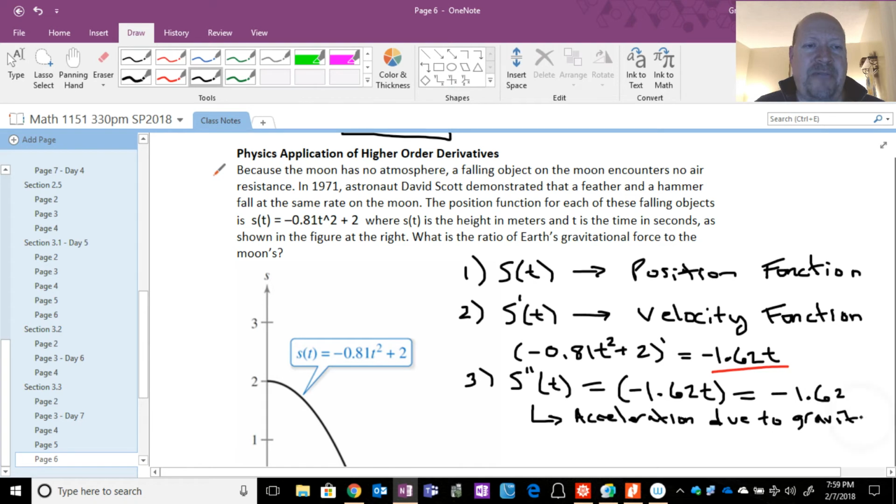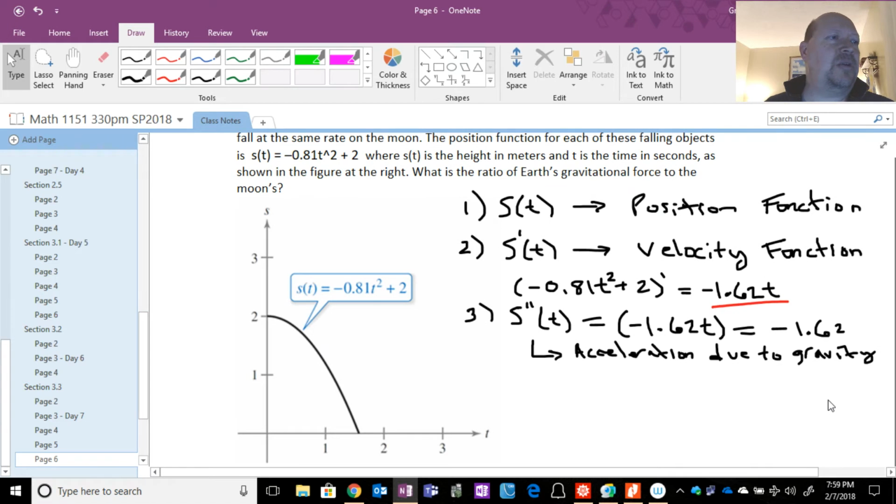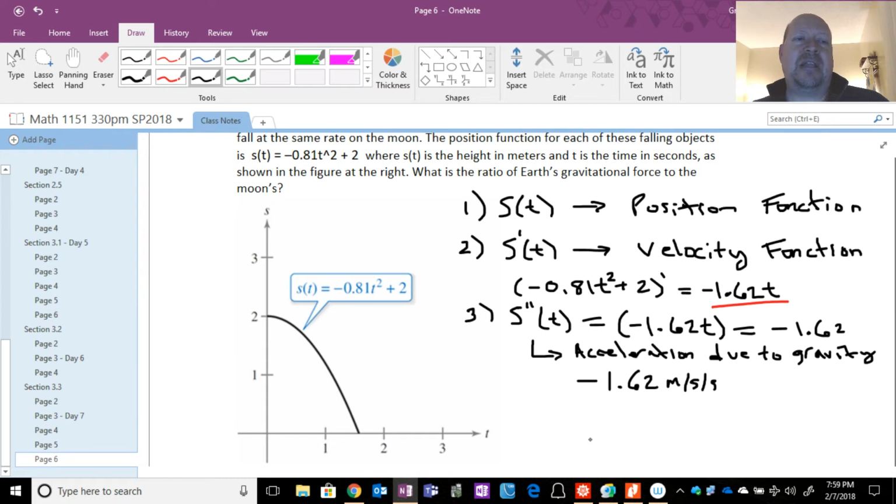So if you have a position function, the first derivative tells you a velocity function, but the second derivative tells you the acceleration. The units for this on the moon are negative 1.62 meters per second per second. So every second the object falls, it is increasing in velocity by 1.62 meters per second. And so this is an acceleration.